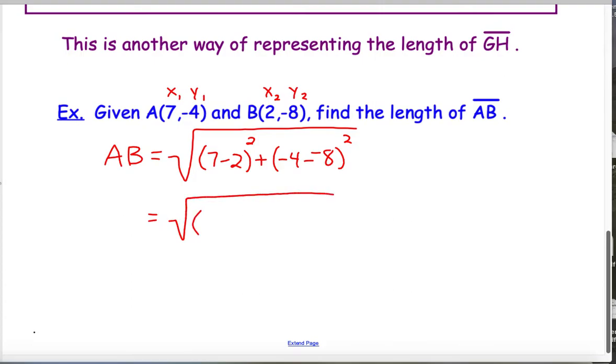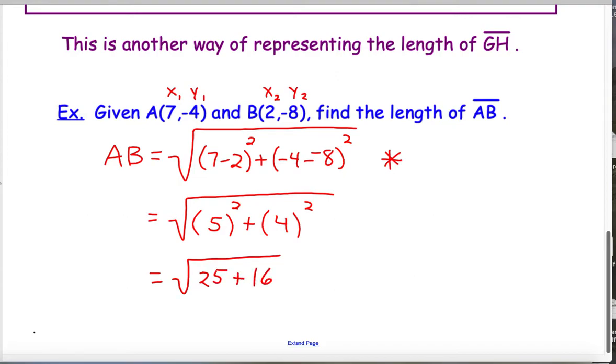Now, you have a calculator. If you have a calculator or use a calculator on your iPad and it has parentheses, you can just punch all of this in at once and get your answer and be done. So when I punch this in, I'm going to get 7 minus 2 is 5, and then I'll do that to the second power. Negative 4 minus a negative 8 winds up being a positive 4 to the second power. Now 5 squared is 25. 4 squared is 16. When I add those together, I get 41.